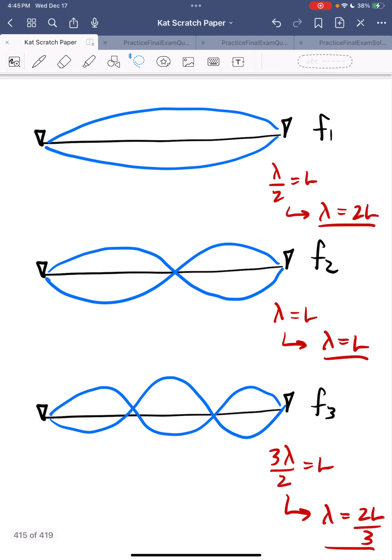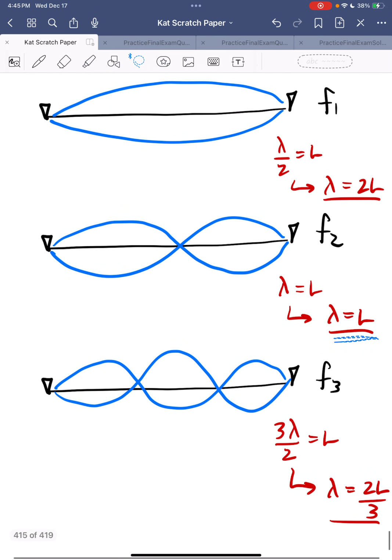As I said before, this is just half a wavelength that's fitting in here. Remember, a whole wavelength is one lobe up and then one lobe down. So this is only half a wavelength. So half a wavelength equals the full length of the string. If I multiply both sides by 2, I get that the wavelength in this case is equal to twice the length of the string. I can do that for this. Here I have one complete wavelength, and that actually equals the length of the string. So here, the wavelength equals L.